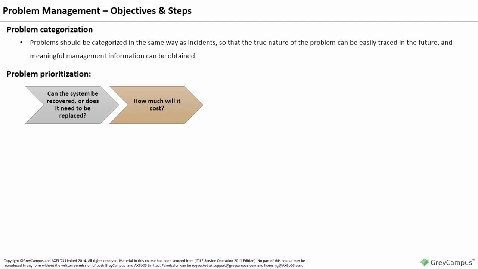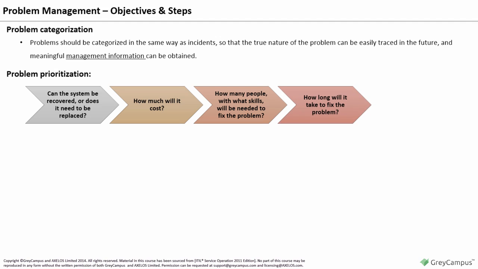How much will it cost? How many people with those skills will be needed to fix the problem? How long will it take to fix the problem? How extensive is the problem, e.g. how many CIs are affected?